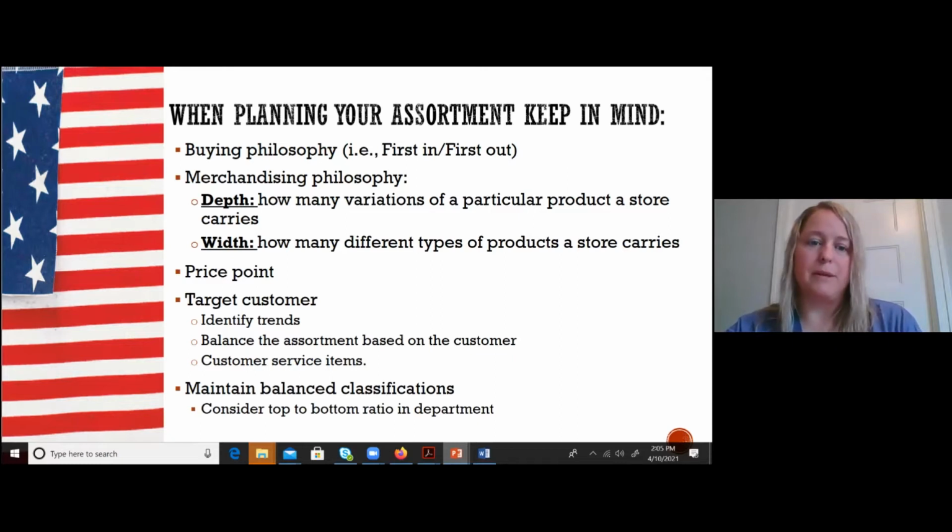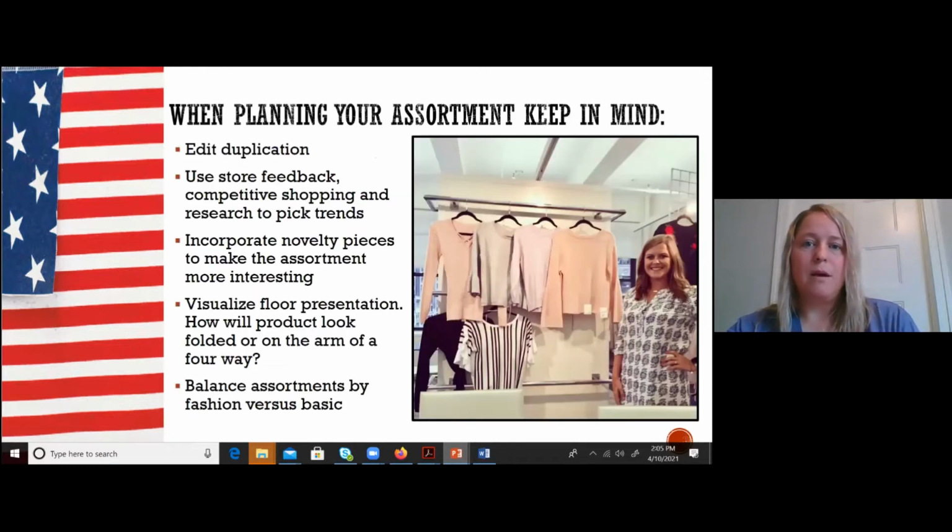Another thing to keep in mind when you're planning your assortment is that as you're viewing different vendors, it's good to take notes at different vendors and see what vendors have to offer. And most everyone has a smartphone, so you can take pictures at your vendor appointments, and you want to make sure that you edit duplication.